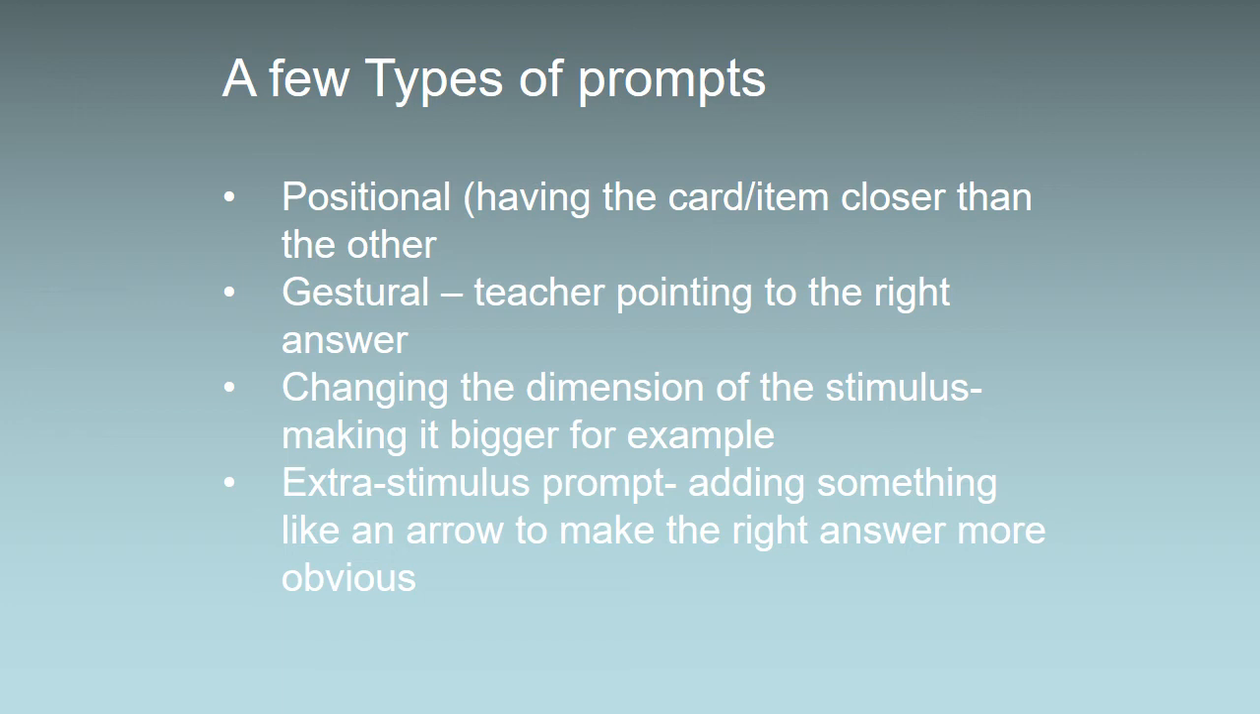We can have a positional prompt, having the card or item closer than the card that we're trying to discriminate against. Gestural. The teacher can be pointing to the right answer or making some sort of gesture towards it. Changing the dimension of the stimulus, making it bigger, for example. Or we could use a favorite of mine, extra stimulus prompts, adding something like an arrow to make the right answer more obvious. And we'll look at that in a second and what that would look like. Again, we can use prompts to help with discrimination.